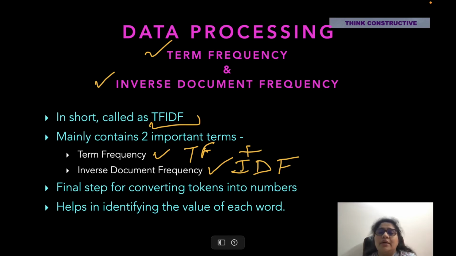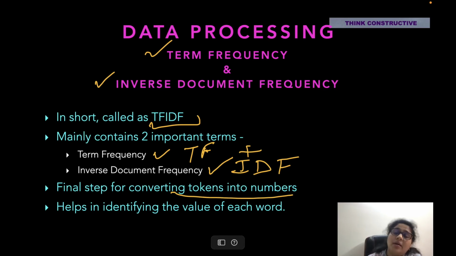And this is the final step of converting tokens into numbers. So till the previous step, we had tokens with their frequencies in a table format. Okay, and now we'll be taking that as input for TFIDF and converting that input token document vector table to numbers. All right.